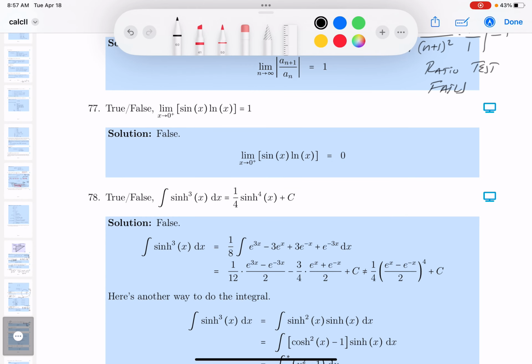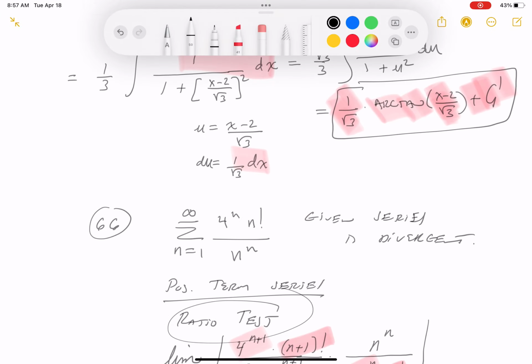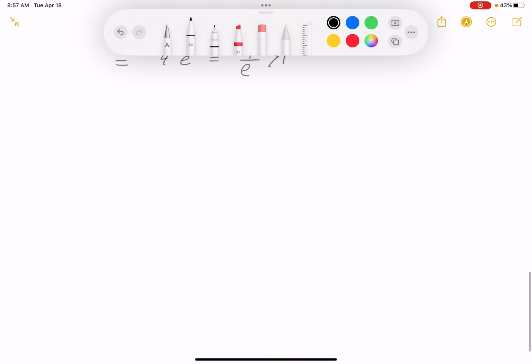All right, I think we're on problem number, let me take a look at this again. And we're on problem 77. I'm going to get the whiteboard to do it. And let me put that down, 77 now. And 77 is true or false.